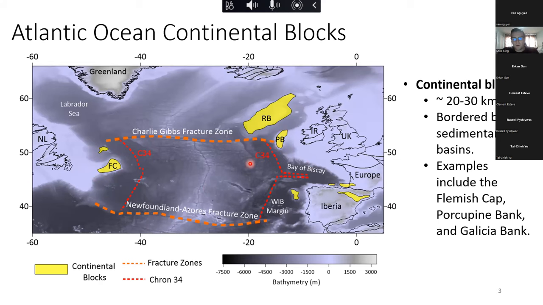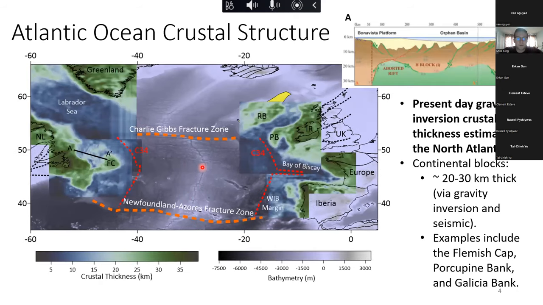One of the things you might be wondering is, where do these polygons come from? How do we actually map the crustal architecture of these blocks? Arguably, one of the best things to use is crustal thickness estimates computed by 3D gravity inversion. That's shown on the left-hand side here for the rifted margins of interest.